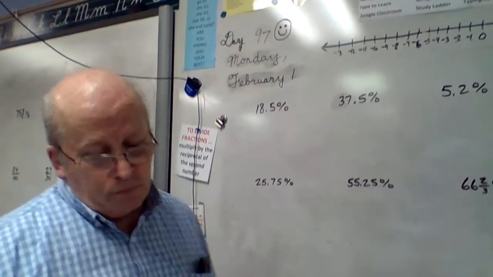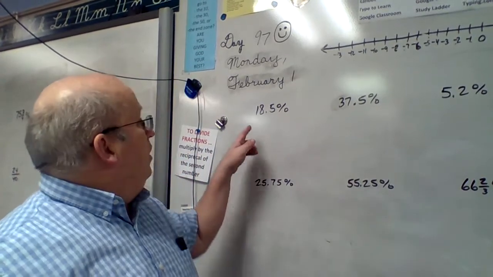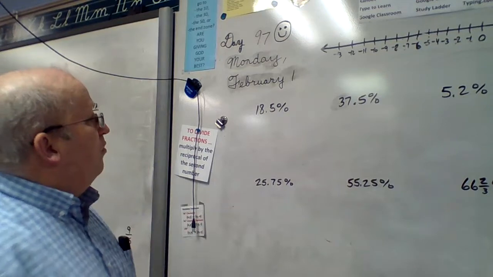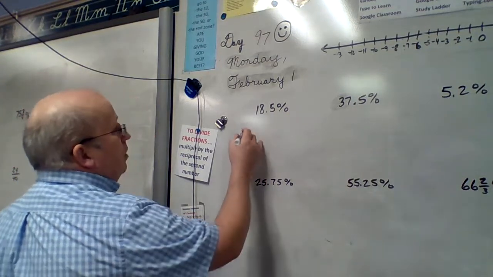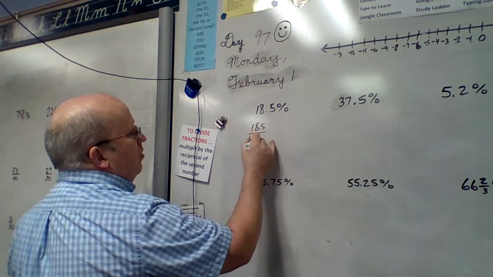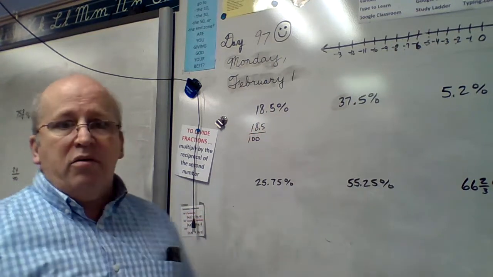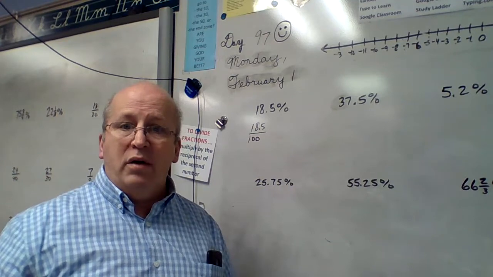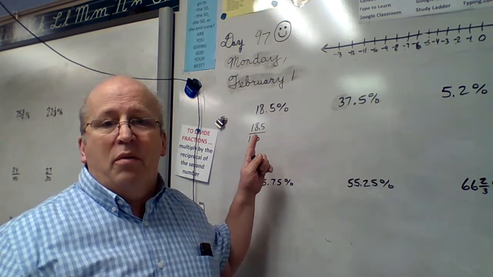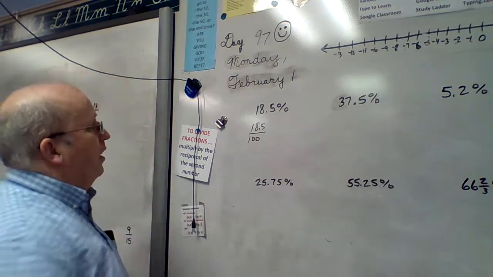The first one I have on the board is 18.5%, and the question is, how do we change it into a fraction? Well, we know that percent means hundreds, so watch this. All I did is take 18.5 and put it over 100. It's a fraction now. But the issue is we've got a decimal number inside the fraction. We don't want to do that.